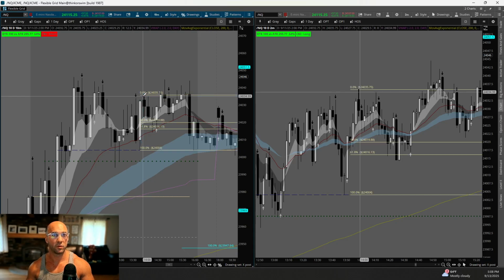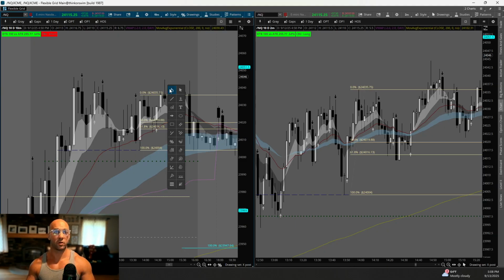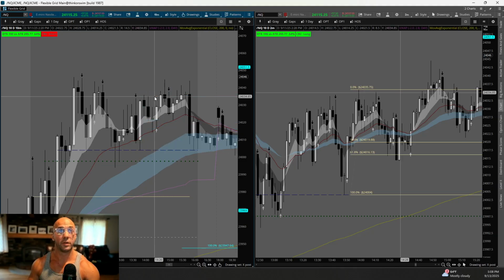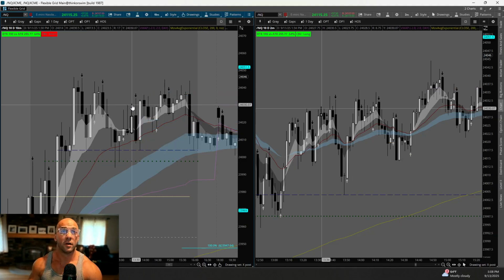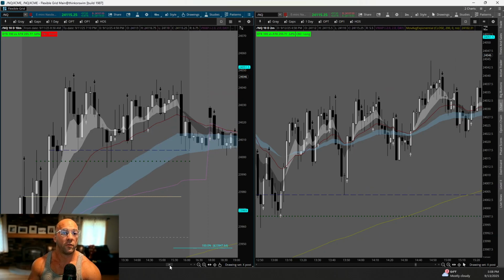What's this whole range? 31 points. 31 points in an hour and a half. In an hour and a half, price action stays within 31 points on NQ. That is ungodly slow. We're going to go over why it's getting so slow in a minute too. So, horizontal levels of support.